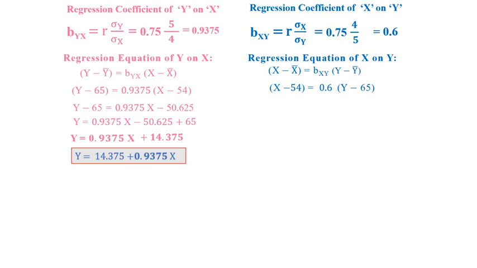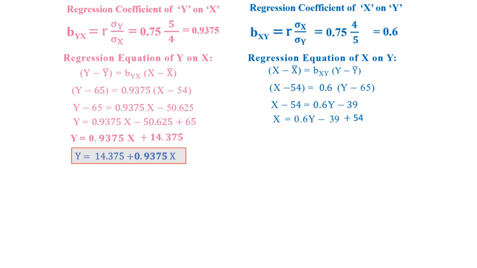Similarly, construct regression equation x on y. X minus x bar equals bxy into y minus y bar. Substituting the values like this, we get, simplify that. So 0.6y minus 39. So take minus 54 to the right hand side, it will become plus 54. And again plus 54 and minus 39 is there.